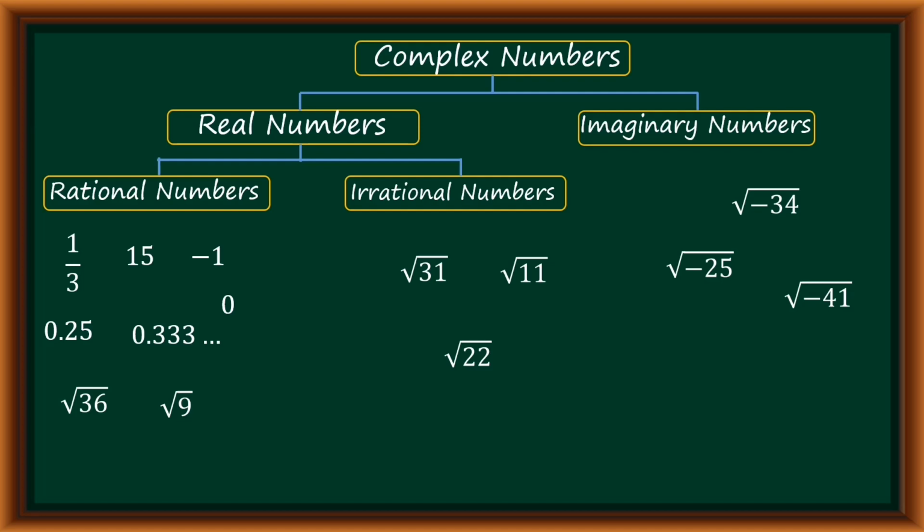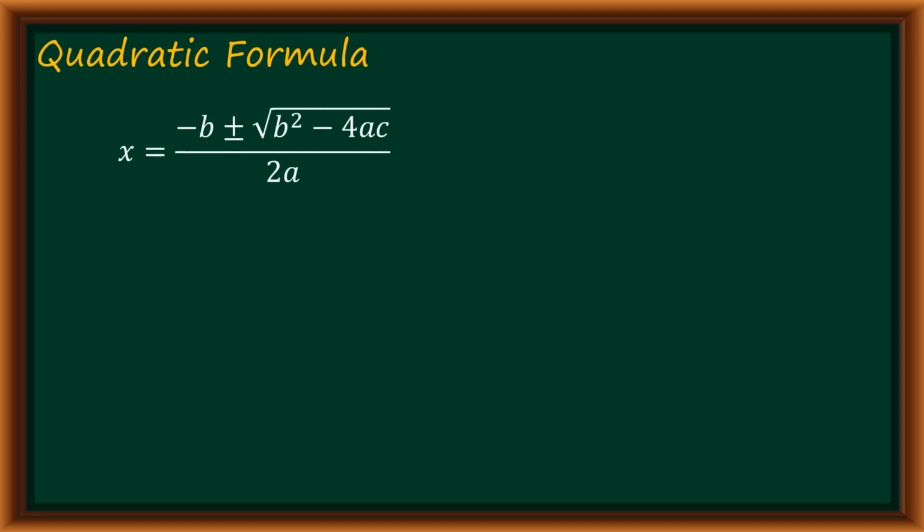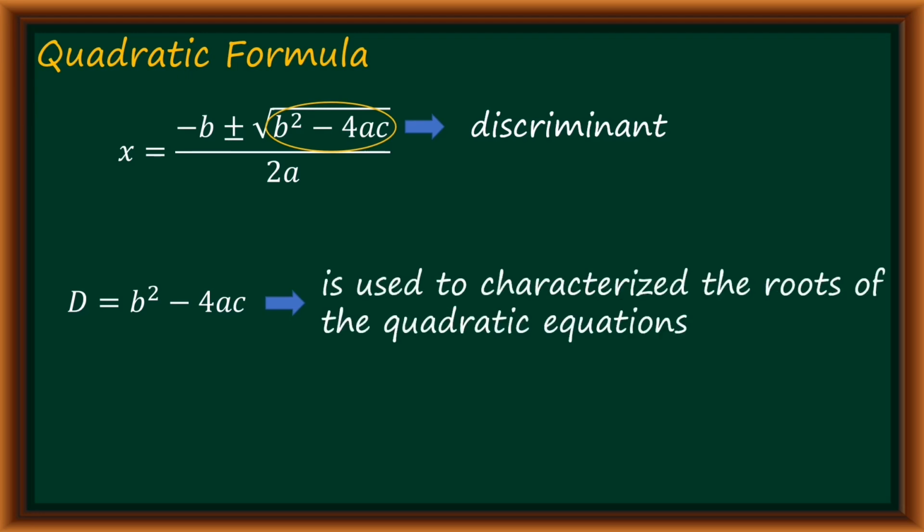Previously, we have discussed the quadratic formula, which is x is equal to negative b plus and minus the square root of b squared minus 4ac all over 2a. In this formula, b squared minus 4ac is the discriminant of the quadratic equations. It is used to characterize the roots of the quadratic equations.